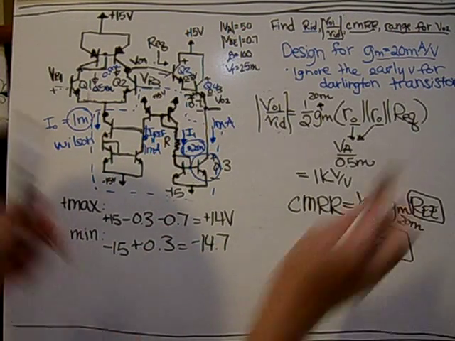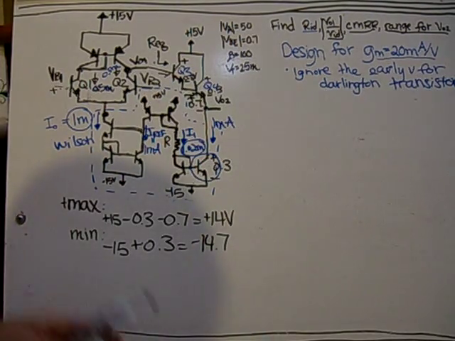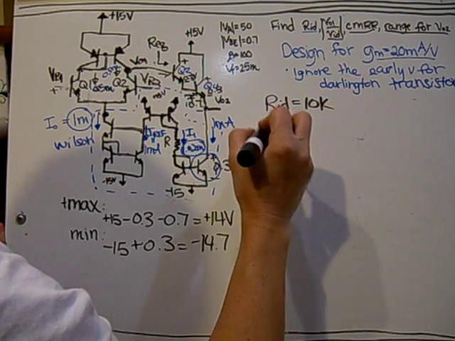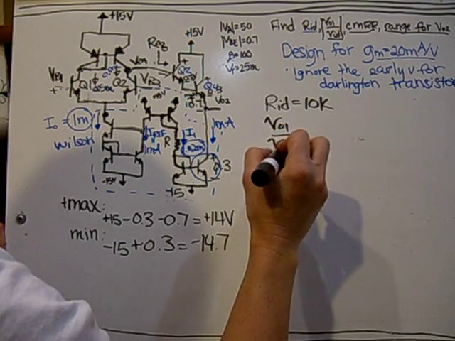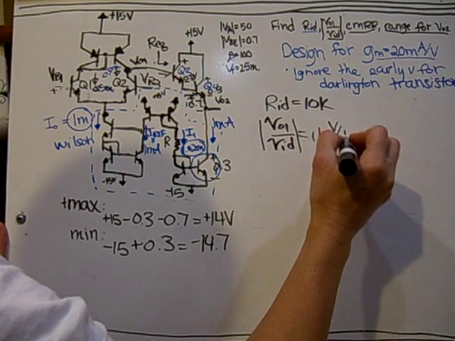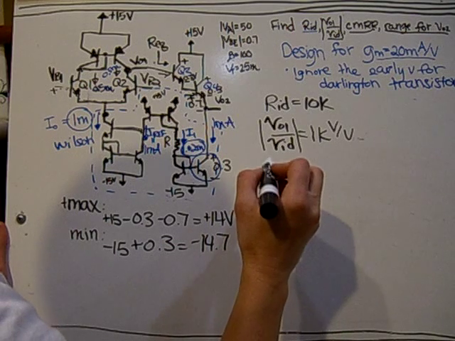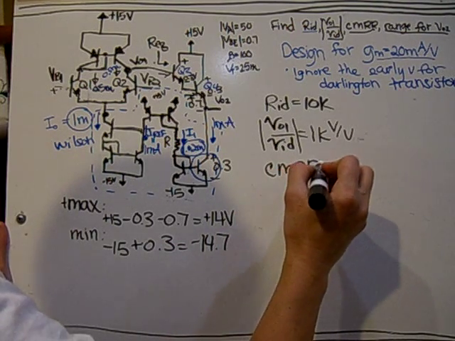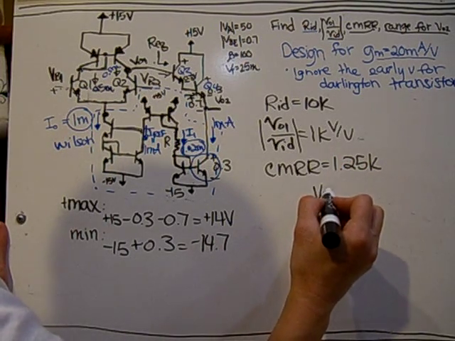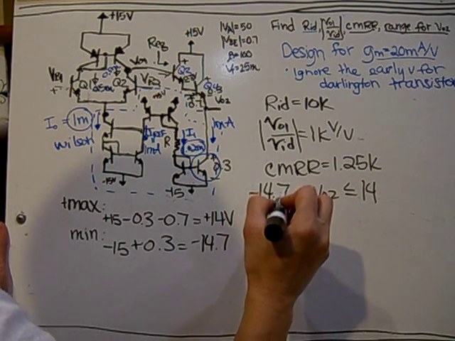So writing these down again as a summary, RID was 10K, VO1 over VID, the magnitude of it was 1K volt per volt. The CMRR, 1.25K, and the range for VO2, 14 minus 14.7.